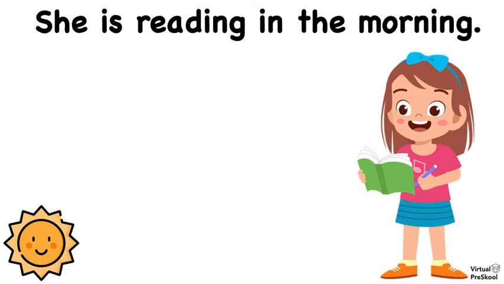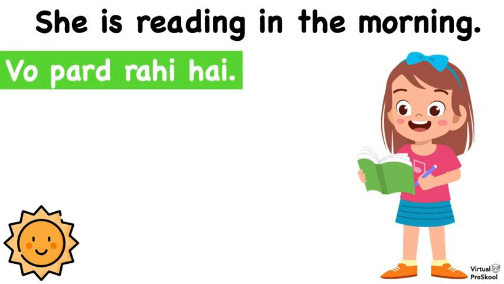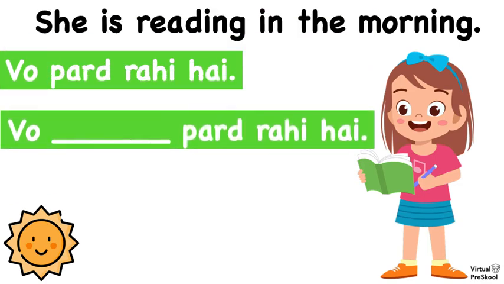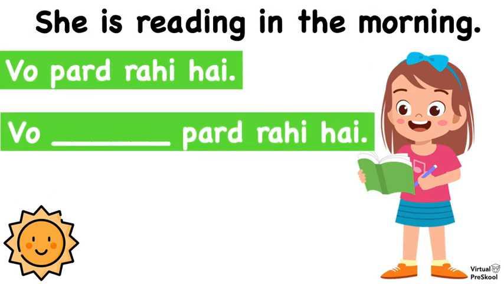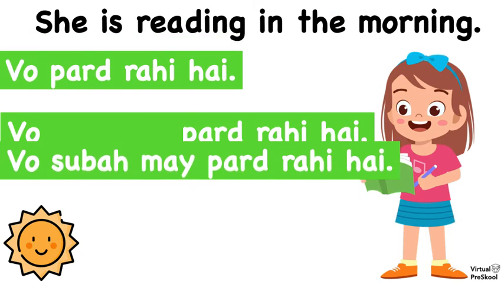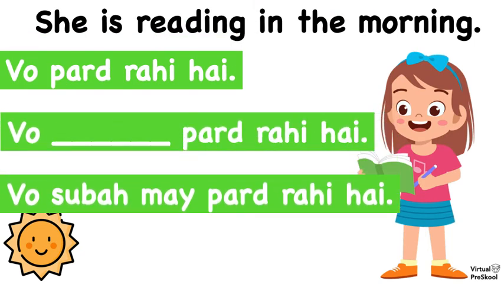She is reading in the morning. Do the conjugation first. It would be वो पढ़ रही है. In the morning is सुबह में. Put that in the blank line and what does our sentence become? वो सुबह में पढ़ रही है.